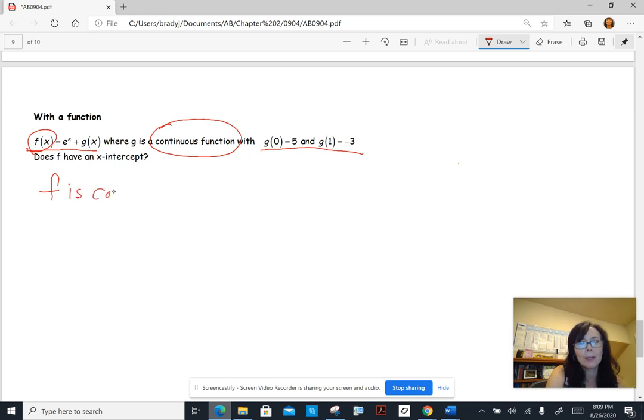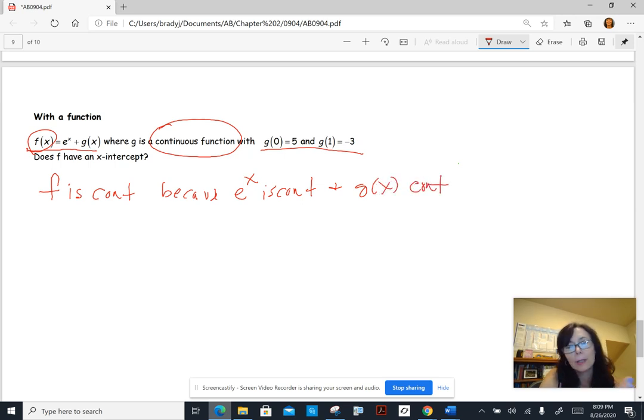F is continuous. How come? Because e to the x is continuous and g of x is continuous. And when you add two continuous functions together, you get a continuous function. Okay.